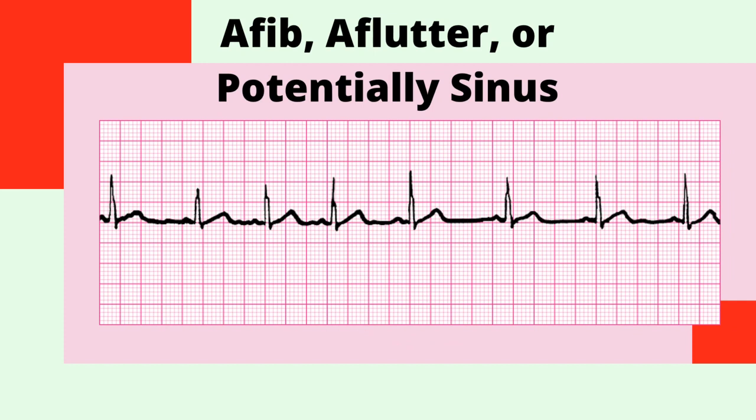Answer coming up if you need to pause. It is a potentially sinus rhythm. So again, you can see discernible P waves, discernible T waves. Even though it's irregular, you would not call this AFib at first glance. Next one.